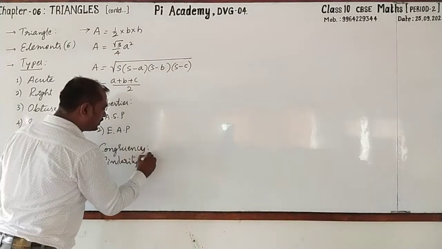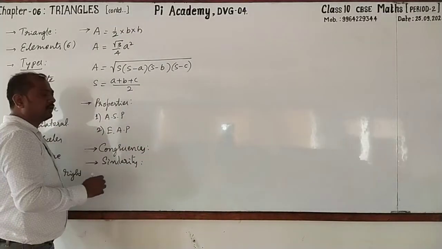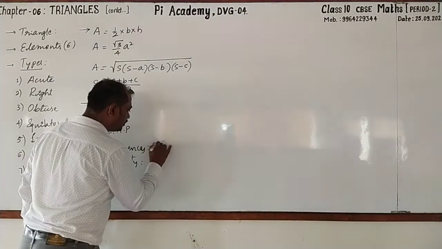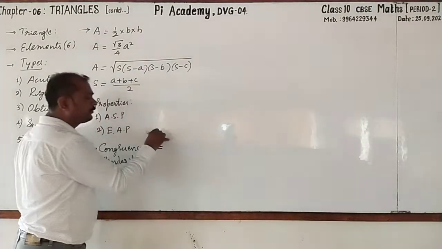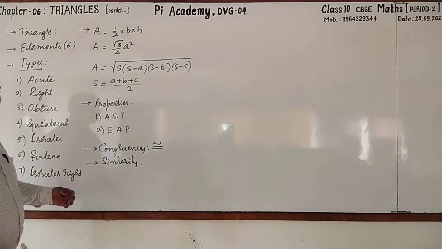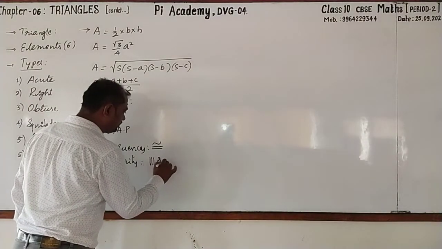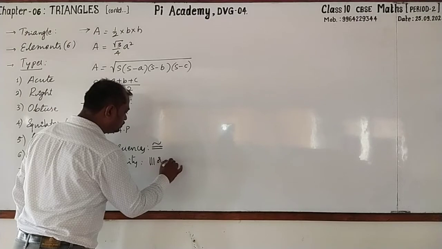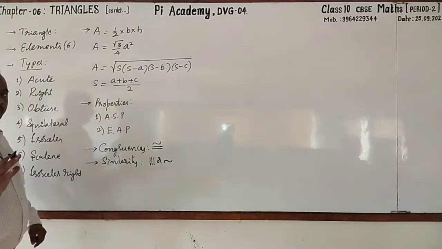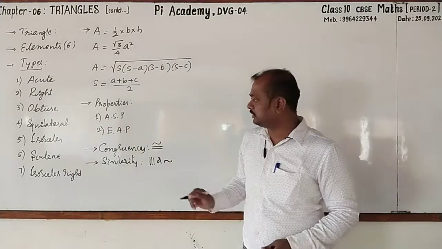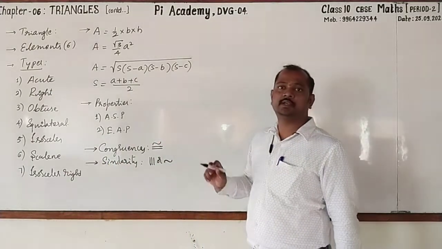We know the symbol for both. What is the symbol for congruency? Yes, it is the equal sign, over that, we write a horizontal tilde. And for similarity, we just write the horizontal tilde alone, without the equal sign. Followed? Then after that, we focused on the concept called similarity.